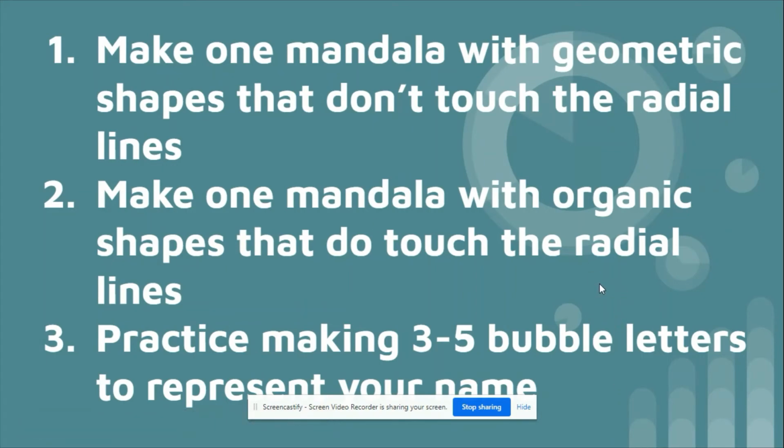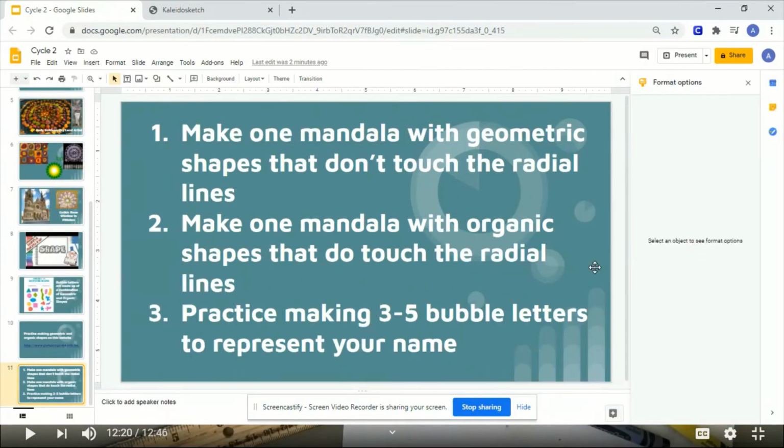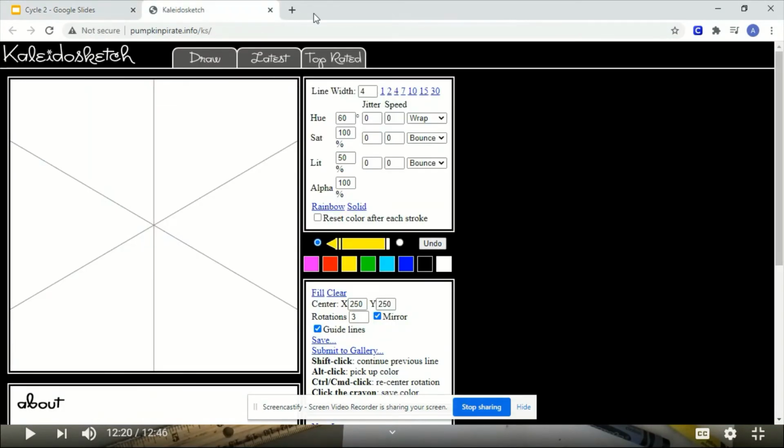So let me go to the Pumpkin Pirate website. It brings up this Kaleido sketch drawing, and I want to select that. I'm going to pick a solid color, and I'm going to pick red, and I'm going to put geometric shapes. And what you're going to see is I'm drawing in one triangle, but it radiates them already around the circle.